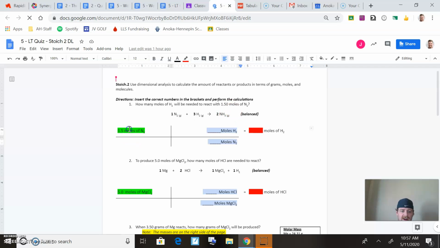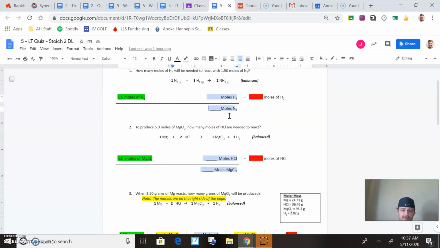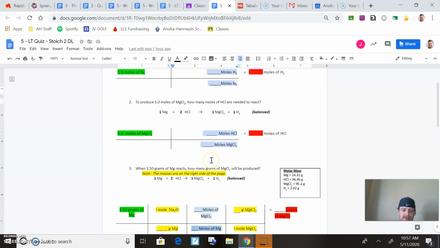I'm given 1.5 moles. That's the answer from the problem, the given from the problem that goes there in that bracket, and then what I want to find goes on the left. Now remember, when you do this, you multiply across the top and divide by the bottom. Where do I get these numbers from? The blue numbers, they come from my balanced chemical equation, just like we did earlier. Okay, you get two problems just like that.